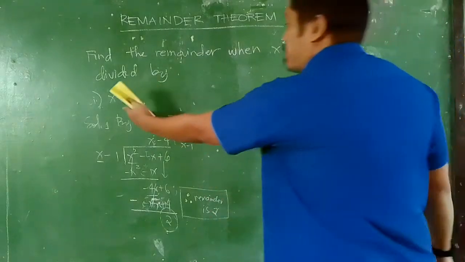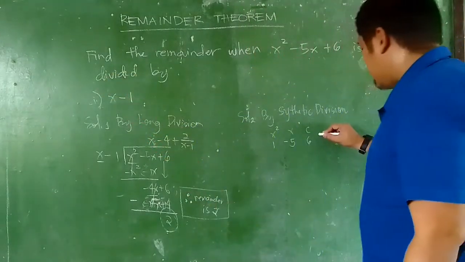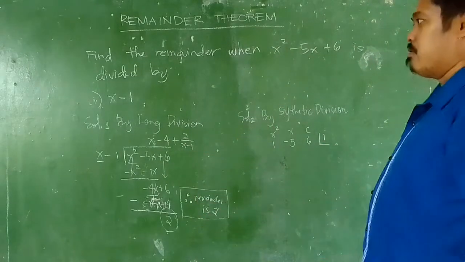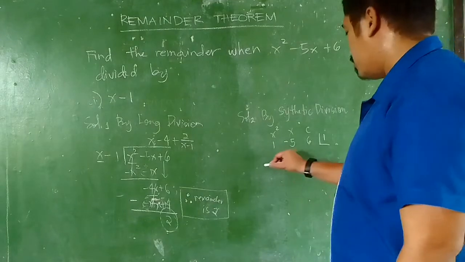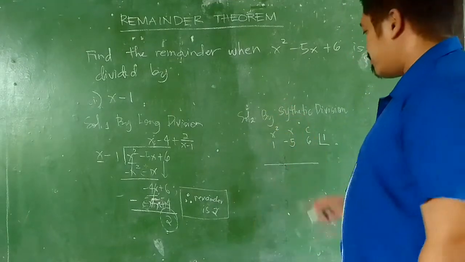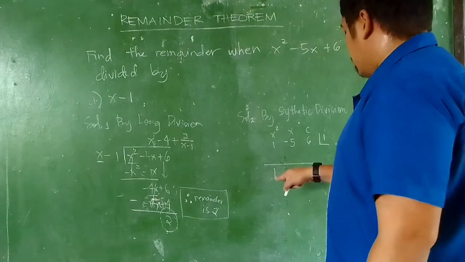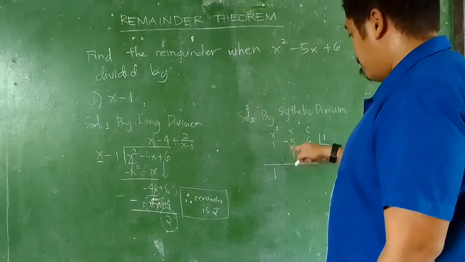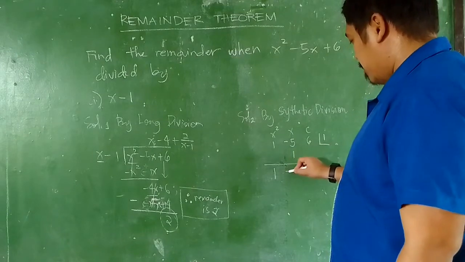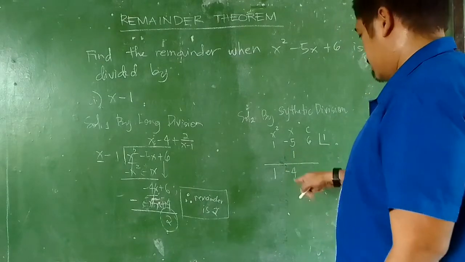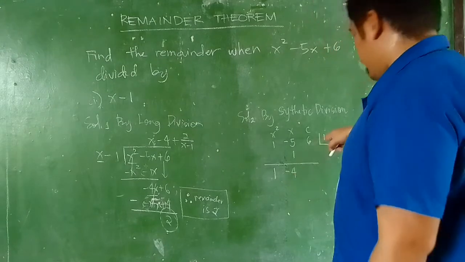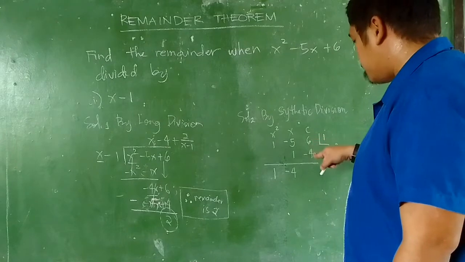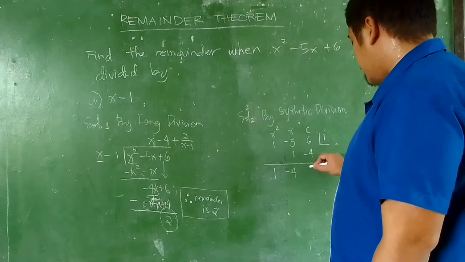Then for x minus 1, solve the value of x, which would be equal to 1, as we did before in synthetic division. We bring down 1. 1 times 1 is 1. Then we combine: negative 5 plus 1 is negative 4. Negative 4 times 1 is negative 4. Then combine 6 and negative 4. The answer is 2.